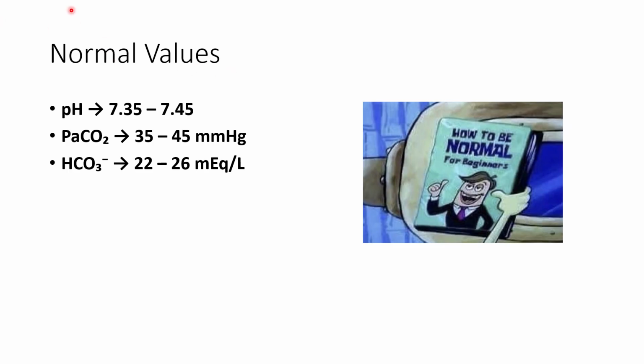So you need to remember these normal values. The pH normal range is 7.35 to 7.45. The normal range of PCO2 is 35 to 45, but we take an average of 40 for easier calculations, and bicarb is 22 to 26. Again, for bicarb, we take an average value of 24 for ease of calculation.